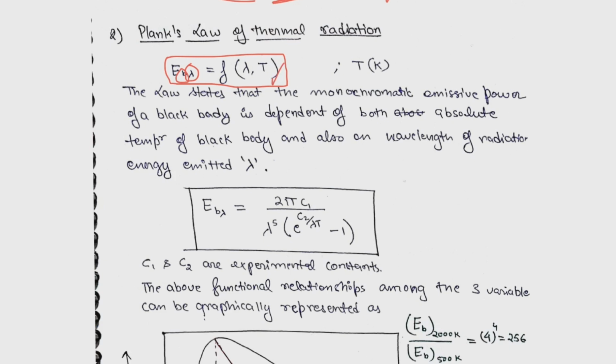Therefore, Planck has also given an equation for that: the monochromatic emissive power of a black body is equal to 2 pi C1 by lambda power 5 into e power C2 by lambda T minus 1. This is Planck's law of thermal radiation, where C1 and C2 are experimental constants. The above functional relationship among the three variables can be graphically represented.